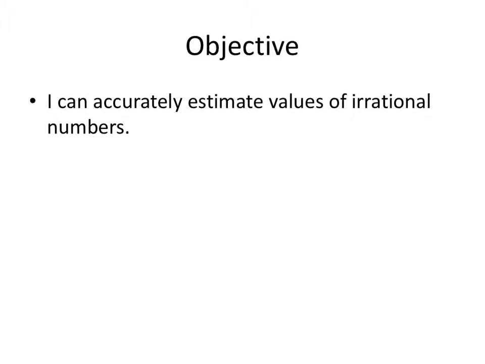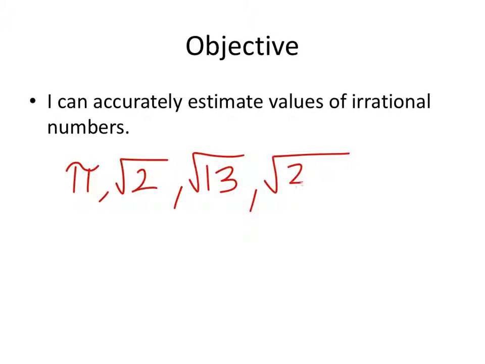Take 30 seconds and copy this down. This is the objective for the first part of the lesson. I can accurately estimate values of irrational numbers. So irrational numbers would be, just like we discussed in the last lesson, pi, or the square root of any non-perfect square, such as 2, or 13, or 27. These are non-perfect squares, so when we take the square root of them, we get some kind of horrible looking decimal, which we hate because it's so ugly.